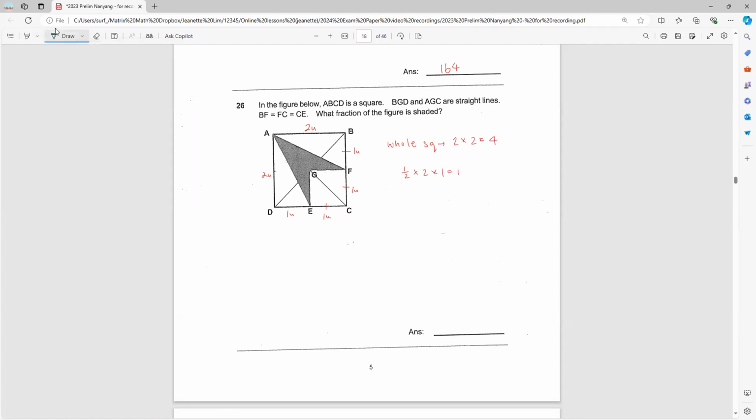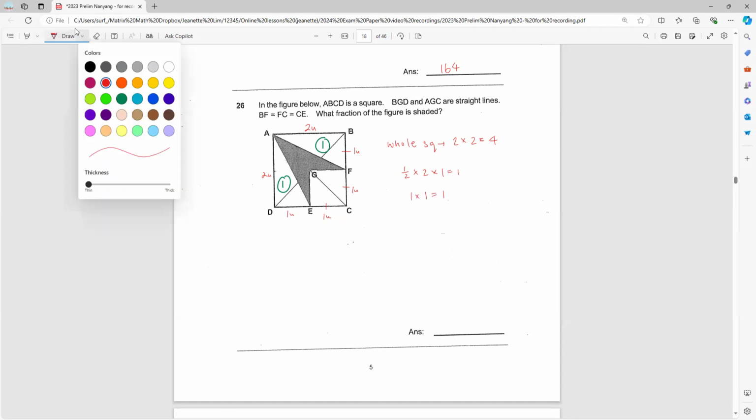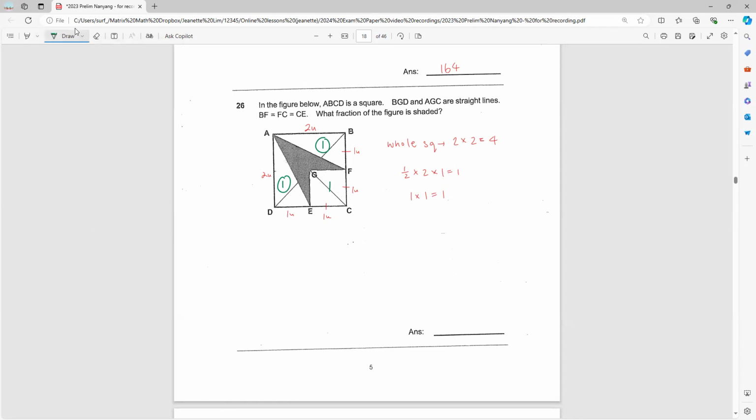Okay, so this is 1. This is the same, this is also 1. Then for the small square, 1 times 1, which is 1. So this is also 1.